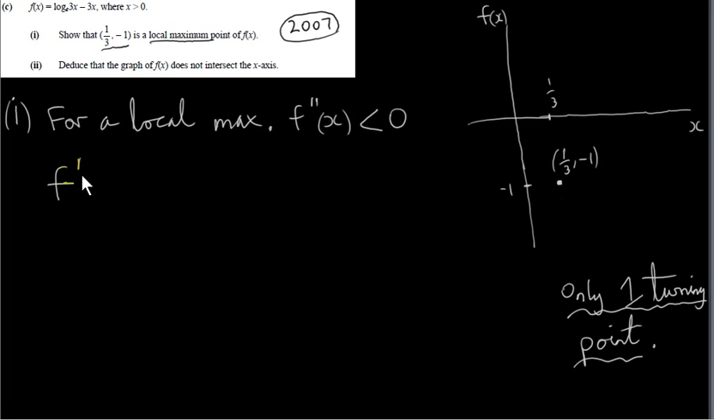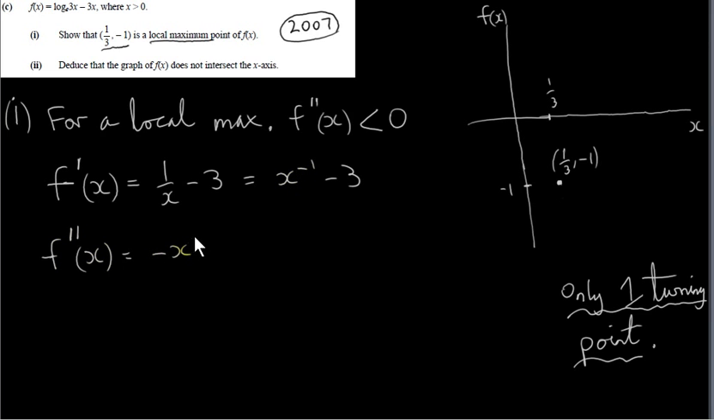So let's go back to the first derivative again. The first derivative was 1 over x minus 3, which can be written as x to the power of minus 1, minus 3. So let's get the second derivative. Differentiating x to the minus 1 with respect to x, we have minus 1 times x to the power of minus 1 minus 1, which is minus 2. The derivative of minus 3 is 0. So this is minus 1 over x squared.